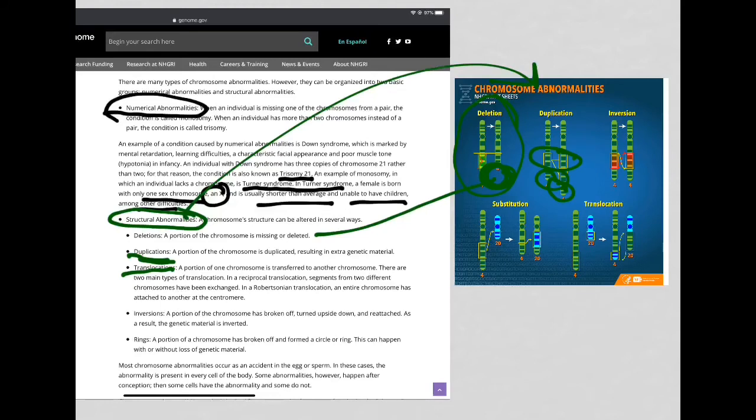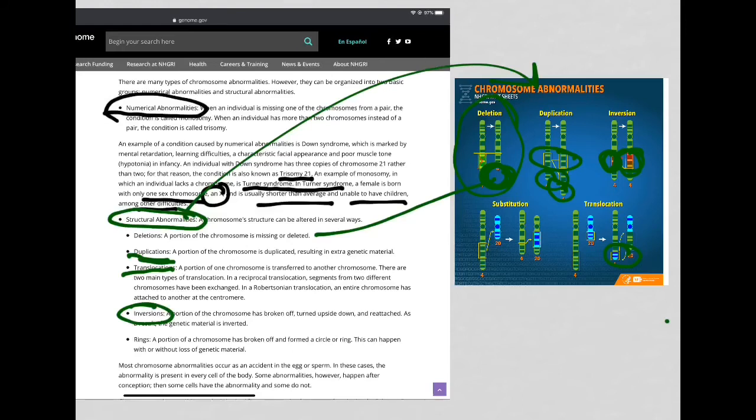Translocation means a portion of one of the chromosomes is transferred, say this little area here, to the other chromosome. An inversion just means a part of it has broken off and turned upside down. So when you think of inversion, just think it turned upside down and then reattaches itself. And then rings. Rings is the portion that has broken off and formed a circle or ring. Sometimes it can lose genetic material, but sometimes it can stay intact.